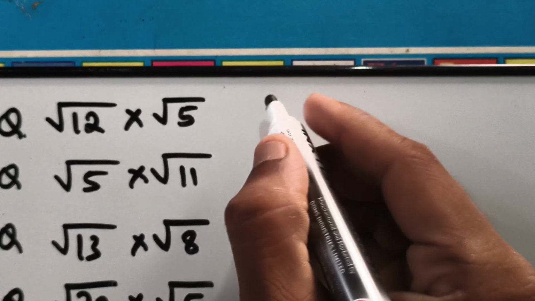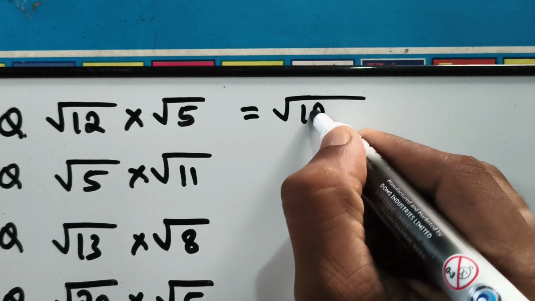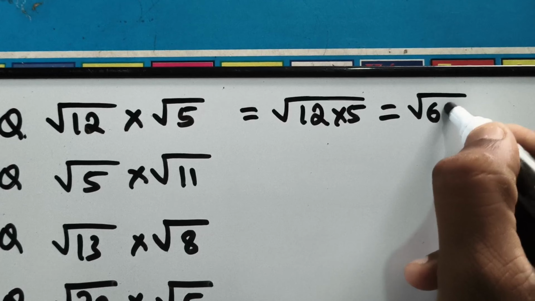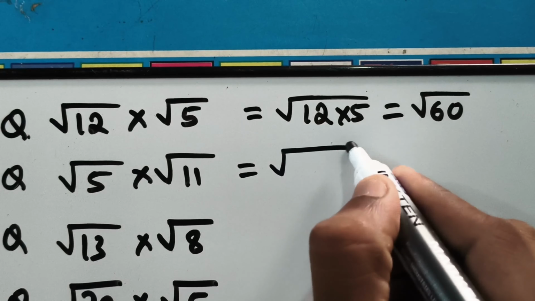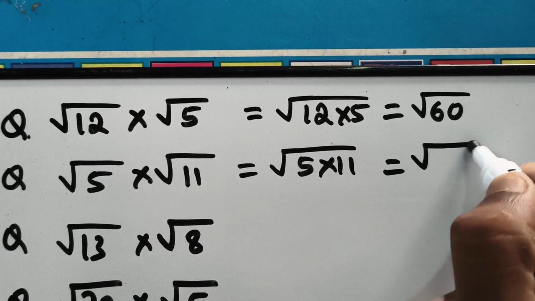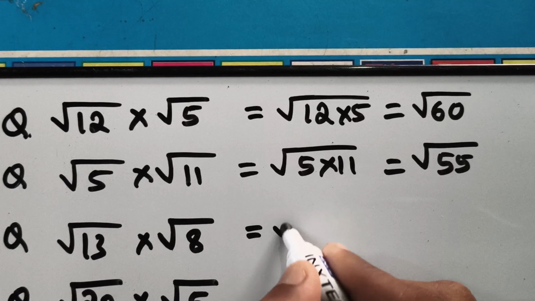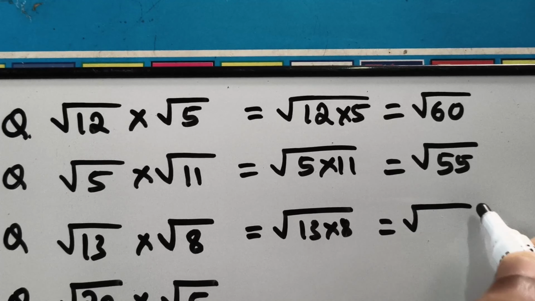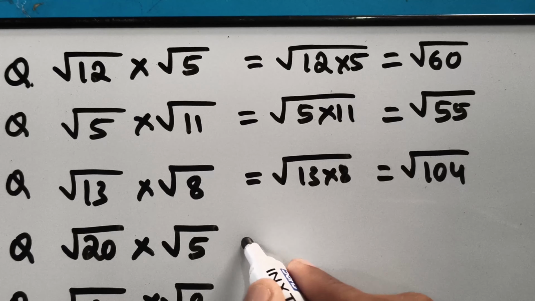Let us solve some questions on the multiplication. Root 12 into root 5. We can multiply them directly. Root 12 into 5, that is root 60 is the answer. Root 5 into root 11, that is root 5 into 11, that is 55. Root 55 is the answer. Root 13 into root 8, 13 into 8, 13 8s are 104. We can multiply the roots like this.